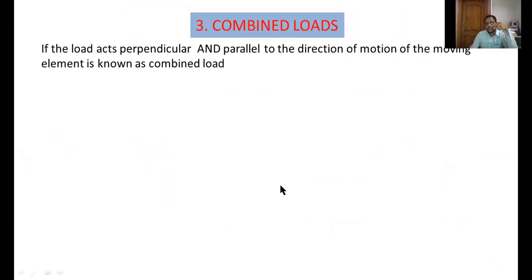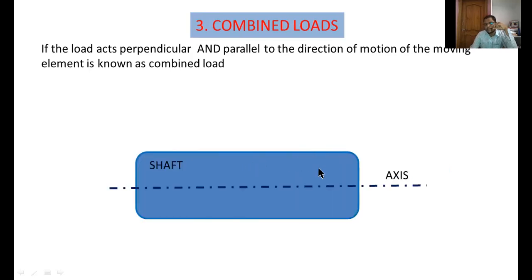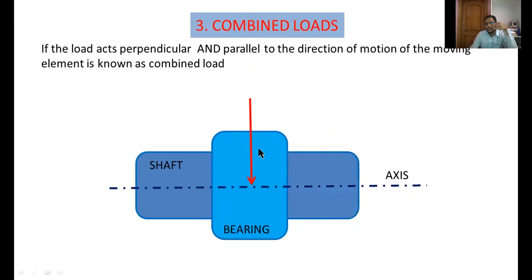Combined loads. If the load acts perpendicular and parallel, or inclined, to the axis of rotation of the moving element, it is known as a combined load. This is a bearing. Now this is perpendicular to the axis, and this is parallel to the axis. Here the load acts perpendicular to the axis of the shaft as well as along the axis of the shaft. So both loads are acting at a time. This type of system is called combined load system.